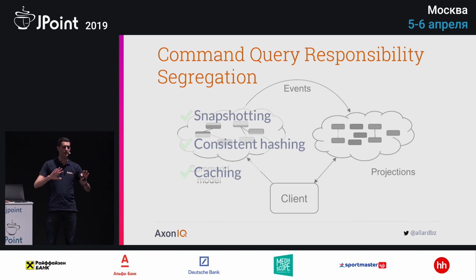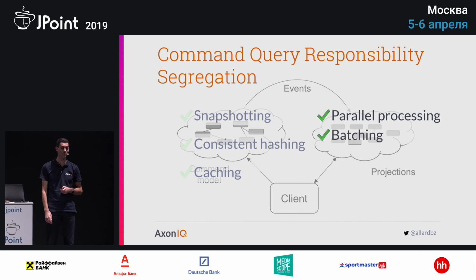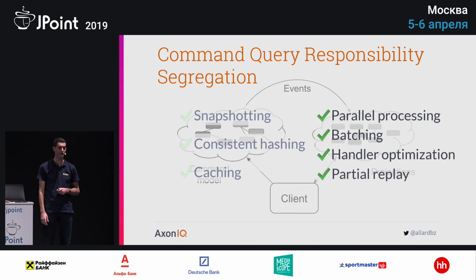So going back to the architecture overview, there's stuff that we can do that makes it very easy for us to improve performance: parallel processing, batching. You can optimize your handlers, the event handlers, and rewrite them to be much more efficient. And you have the ability to do a partial replay. You don't always need to replay from the beginning.